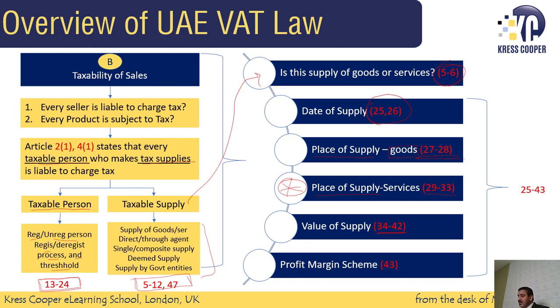There is one case which is called the profit margin scheme. Under the profit margin scheme, law says as a buyer you cannot claim input tax, and as a seller you should not charge output tax on the sales, but calculate your margin and pay tax to the government on the margin. So this we will learn under the profit margin scheme. So we can say from the date of supply till profit margins, all these Article 22 to Article 43 deal with all these sections.